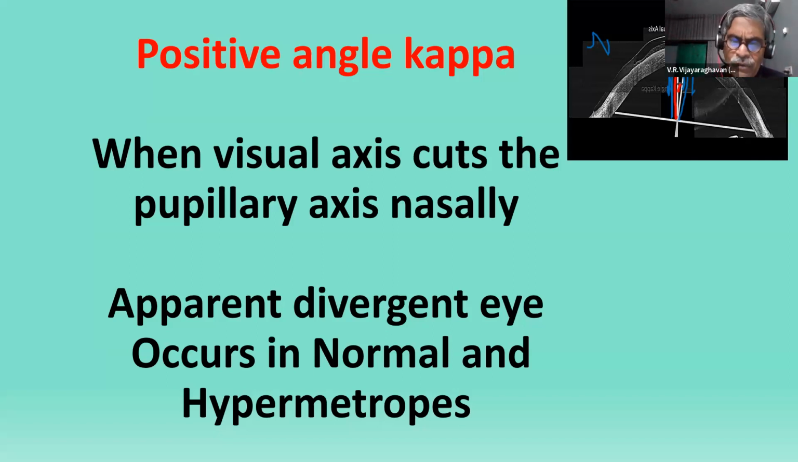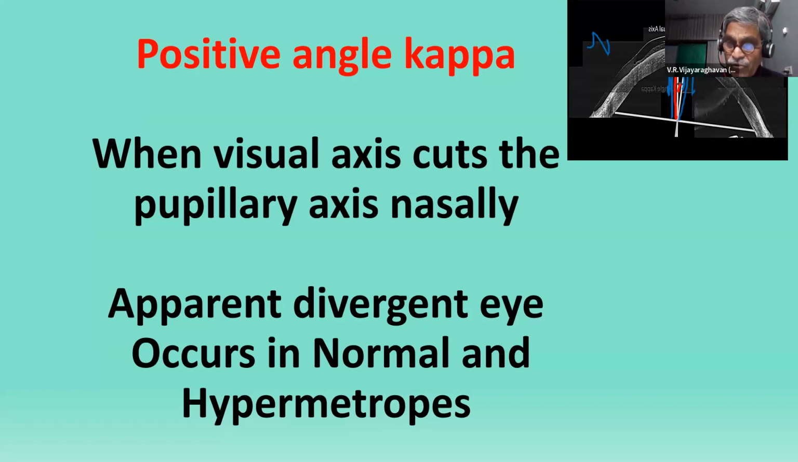Whereas in this case, what now? He's accommodating, which means convergence also comes into play in hypermetropia. When convergence keeps coming into play daily throughout the day, he may, not necessarily, land up in convergent squint. That is the real squint. It's a real convergent squint. So now in this case, I told you positive kappa is there, the eyeball appears to be slightly out, an apparent divergent squint.